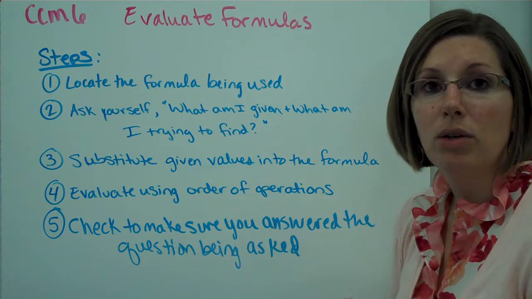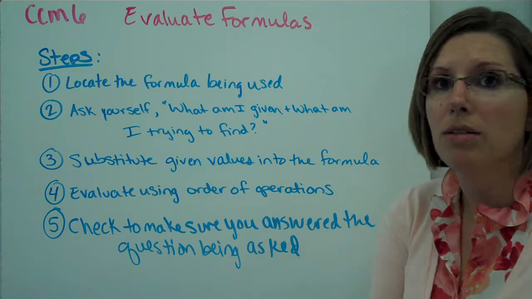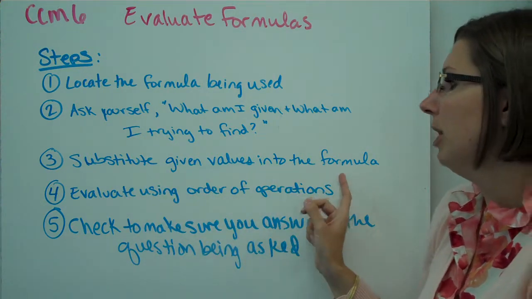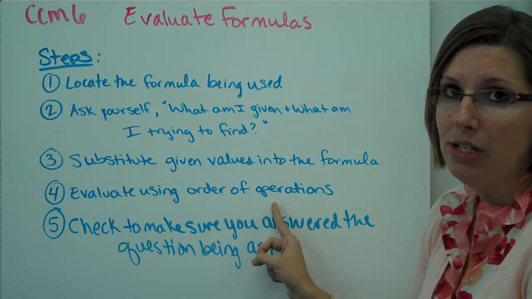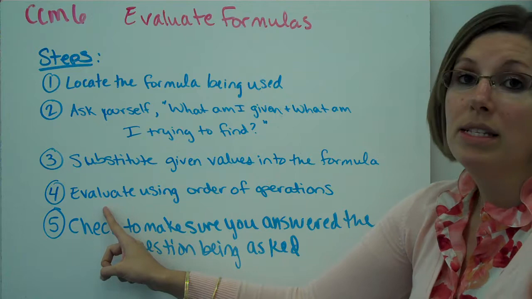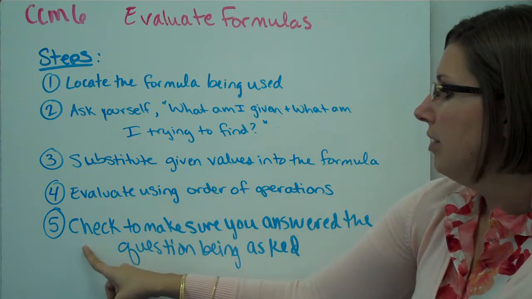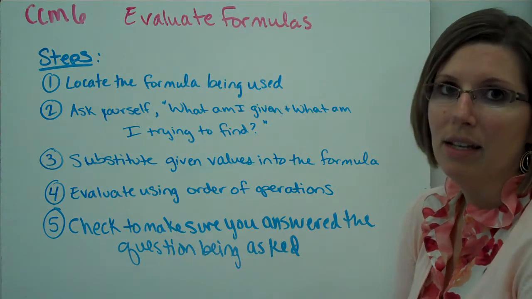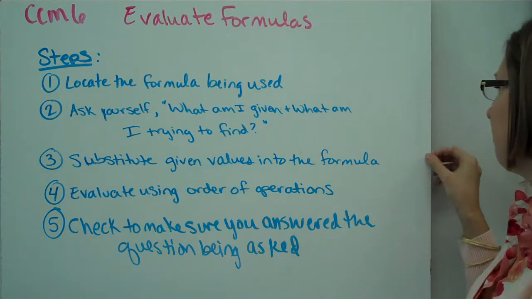So in some cases they'll give you information and you need to use that information to find something else. 3, substitute the given values into the formula. 4, evaluate using order of operations. It may also say simplify using order of operations. And number 5, check to make sure that you are answering the question that is being asked. That's very important. So go back and check to make sure you answer the question fully.